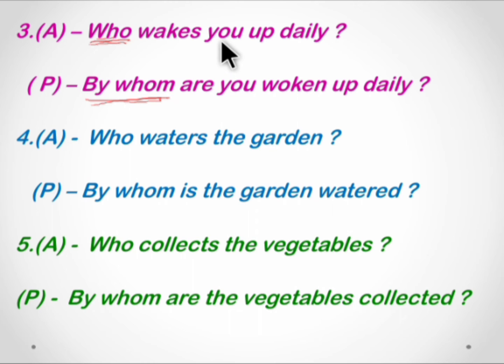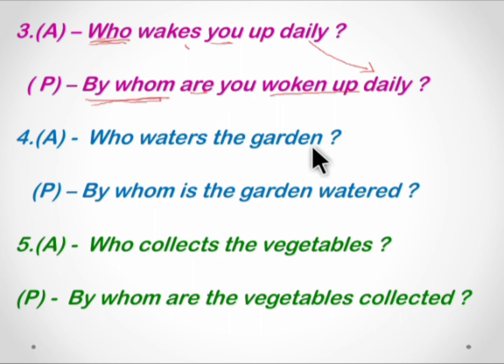So, you is plural form, so we use the plural be verb are. Then we bring the subject. Wakes is the present tense, and the past participle is woken. Woken up daily. Bring the adjunct in the same place where it is in the active voice.